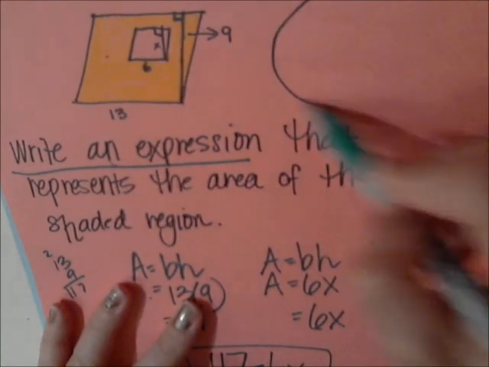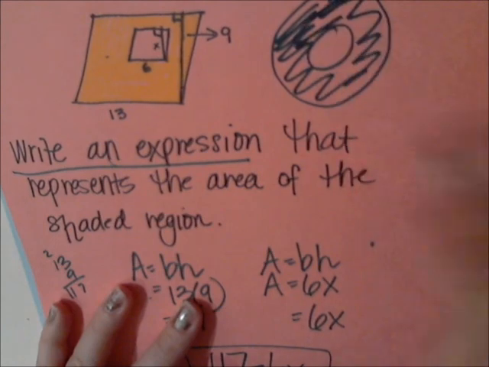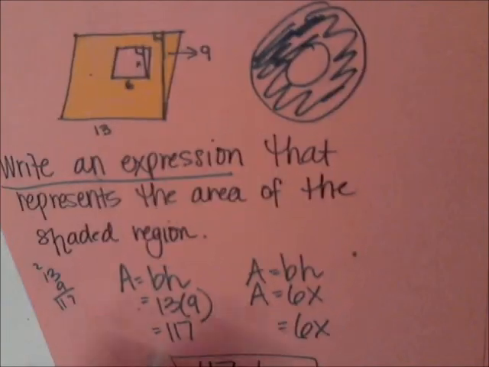It's like a donut. See, here's my donut with chocolate all over it. The donut hole gets removed, just like that. That is why it's a donut problem.